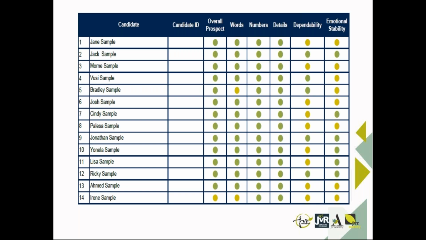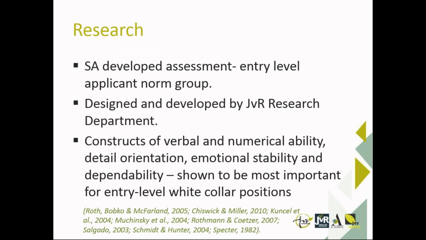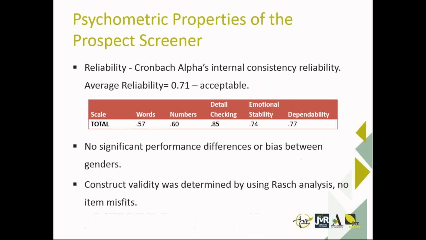So that is how the prospect screener works. It's a very basic report, as you can see. So let's just go and look at some of the research done on this tool. Looking at the research, as I mentioned earlier, it is a JvR-developed assessment, so it does have South African norms. Our norm group is entry-level applicants. The constructs consist of verbal and numerical ability, detail orientation, emotional stability, and dependability. These have been shown to be most important for your entry-level white-collar positions.